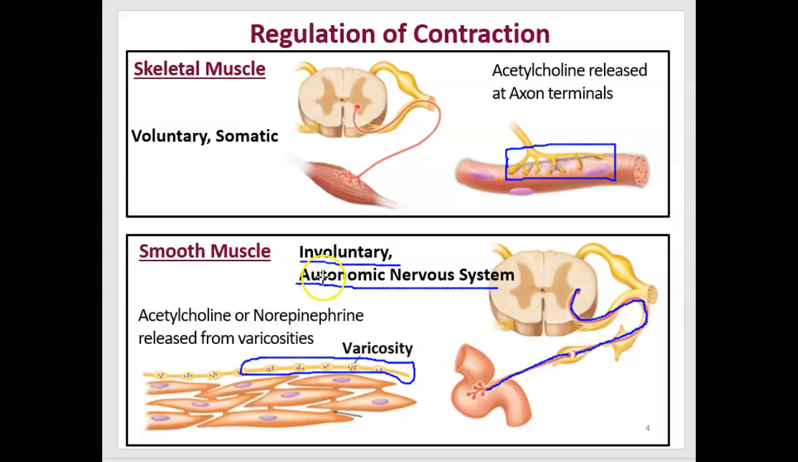There are two types of neurotransmitters that are released and control contraction in smooth muscle: acetylcholine and norepinephrine. Norepinephrine, you might remember, is part of the sympathetic nervous system, whereas acetylcholine is parasympathetic. Two branches of the autonomic nervous system.